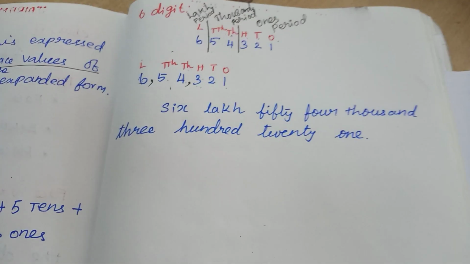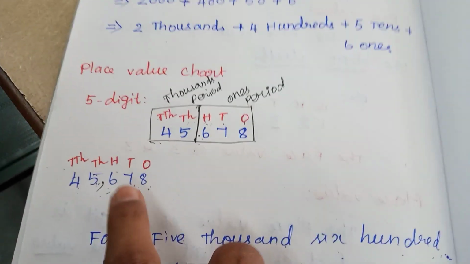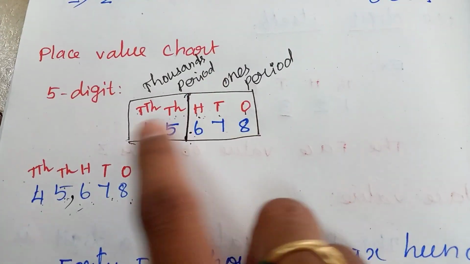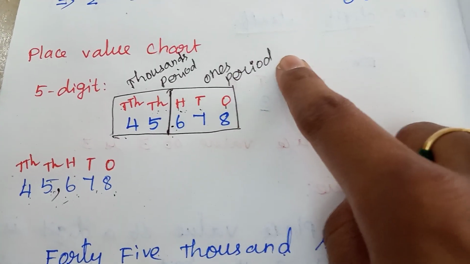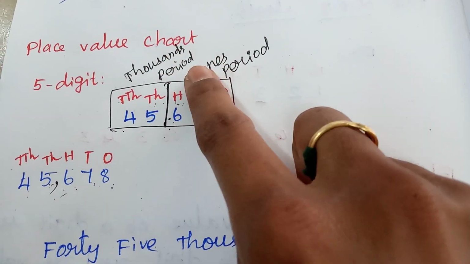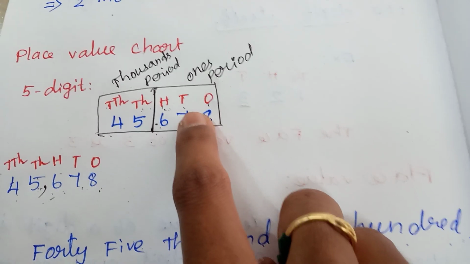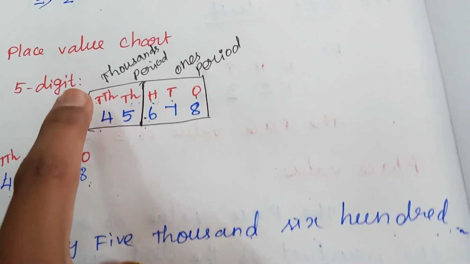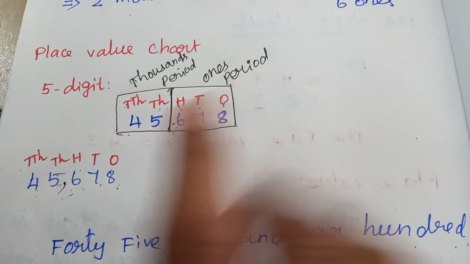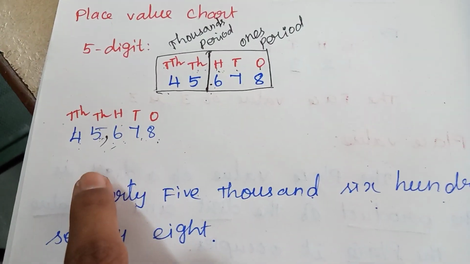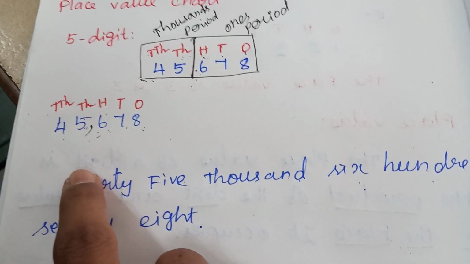So now we have to recall the place value chart for 5-digit and 6-digit numbers. For a 5-digit number, we split it into two groups: the ones period and the thousands period. The ones period has hundreds, tens, ones. The thousands period has 10,000 and 1,000. Next, using the place value chart, we divide the 5-digit numbers using commas.